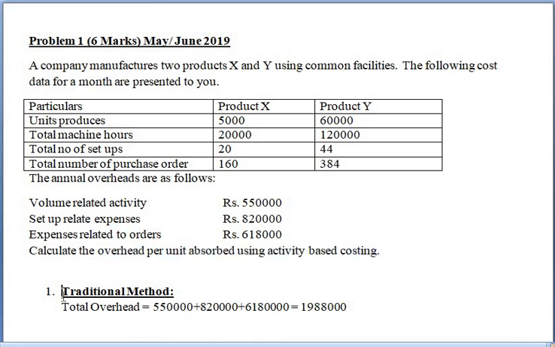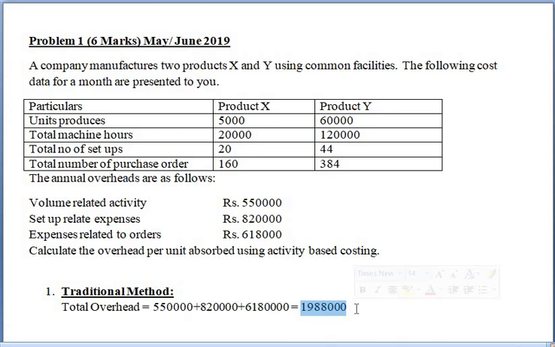So the first method is the traditional costing method. In the traditional costing method, the total cost is entirely based on total machine hours or labor hours. First you calculate the total overheads. The total overheads will be volume related 5,50,000 plus setup related expenses 8,20,000 plus order related expenses 6,18,000. So the total overhead cost will be 19,88,000. This is the total overhead cost incurred to produce product X and product Y.